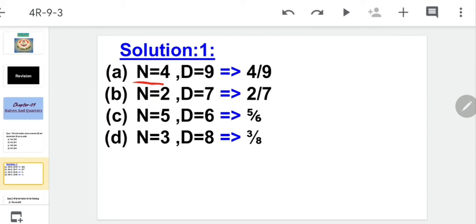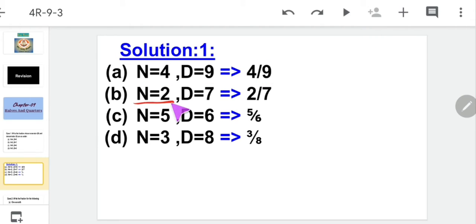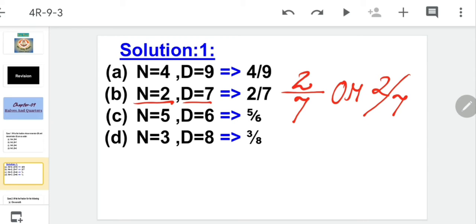The first one is in which numerator is 4 and denominator is 9. So the fraction will be 4 upon 9. Or we can write it as 4 by 9. This is the same as this one. Now the second is numerator is 2, denominator is 7. That is 2 by 7. Or we can write it as 2 by 7. Okay.